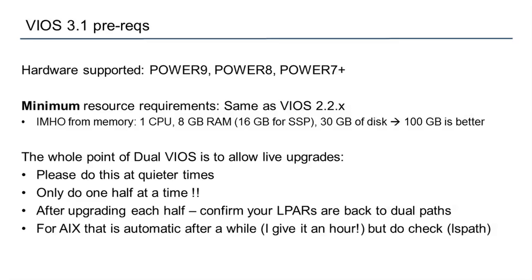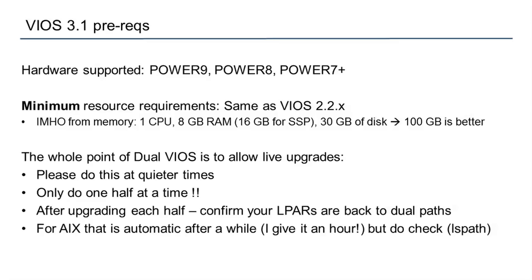In my opinion, 1 CPU, 8 gig of RAM, and if you're using shared storage pool or you've got lots of adapters, that should be 16 gig. 30 gigabytes of disk will let you install it. I recommend you have quite a lot more gigabytes of disk. 100 is good, especially if you're using the virtual optical DVD library. Now, that's my recommendation rather than the official one.